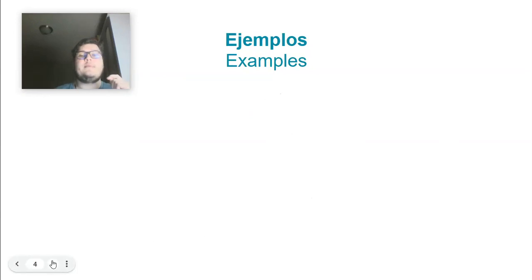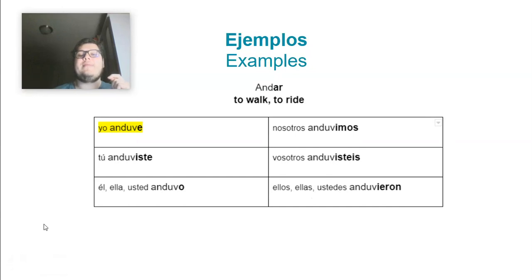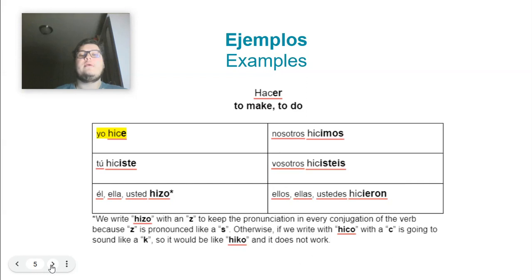And the next verb, andar. Andar means to walk or to ride. Yo anduve, tú anduviste, él, ella, usted anduvo, nosotros anduvimos, vosotros anduvisteis, ellos, ellas, ustedes anduvieron. Hacer, that it means to make or to do. Yo hice, tú hiciste, él, ella, usted hizo, nosotros hicimos, vosotros hicisteis, ellos, ellas, ustedes hicieron.